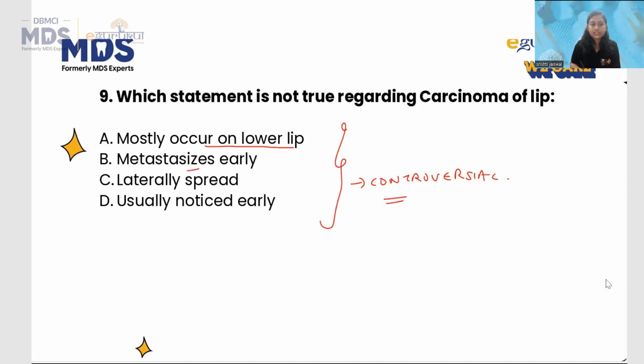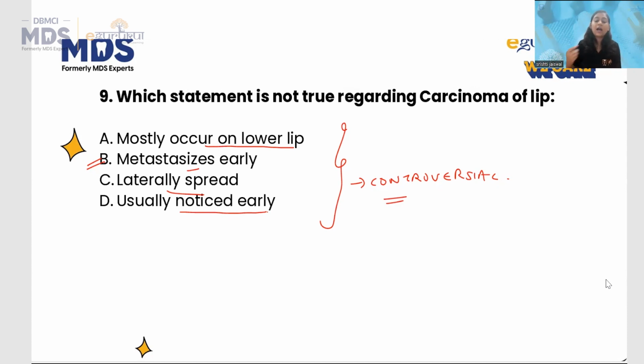Metastasizes early. Okay, we will see lateral spread and usually noticed early. So, carcinoma of the lip, obviously, it will get noticed very fast. So, here the right option is metastasizes early. Now, why I am saying this? If it is getting noticed early, obviously, it will get treated fast. If it is getting treated fast, obviously it will not get much time to metastasize.